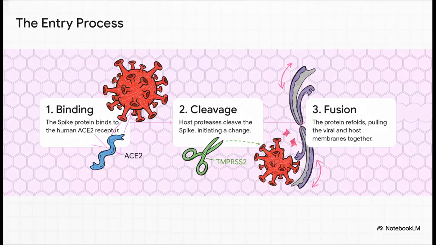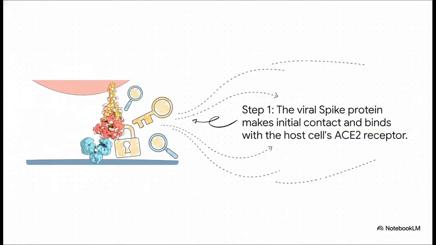This whole invasion follows a precise 3-step sequence. First up is binding, where that open spike latches onto our ACE2 receptor. Second is cleavage, where our own enzymes cut the spike protein, unleashing its fusion machinery. And finally, fusion, which is this dramatic structural refolding that merges the two membranes. Let's watch this unfold. Here, in step 1, we see that initial critical contact. The spike's receptor binding domain, now in that up position, has found its target on the cell surface, the ACE2 receptor.